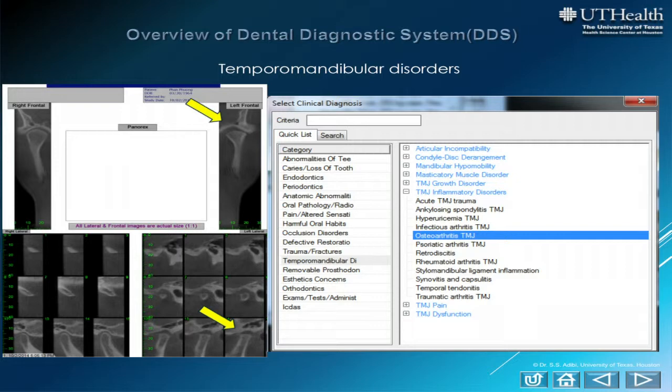Temporomandibular disorders are divided into TMJ disc displacement, TMJ joint disease, masticatory muscle disorder, TMJ congenital development disorder, TMJ pain, TMJ mobility disorders, headaches, and others.